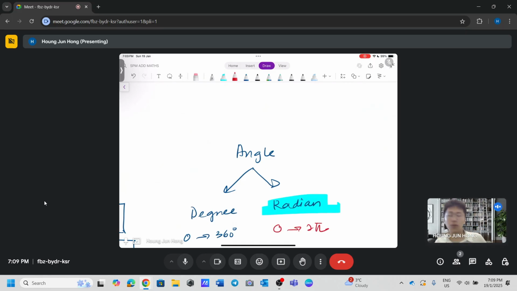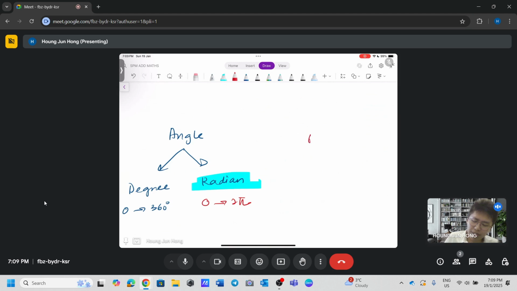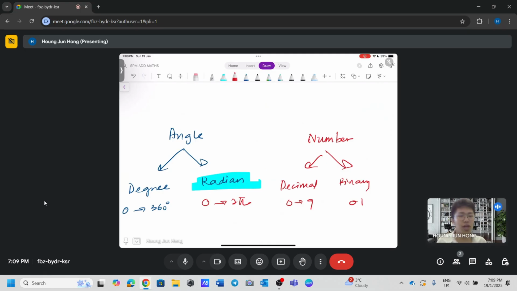Okay, this is the idea over here. Let's say number. Did you also learn about number in mathematics? I think you will learn it from Year 5. Anyway, you see number, we also have multiple different formats to represent it. You can represent it in decimal, that will be 0 to 9. You can represent it in binary, that will be 0 and 1, like 0, 1, 1, 0, 1, 1, 0, those kinds of things. That's binary. You also have a lot of different ways to represent your number.